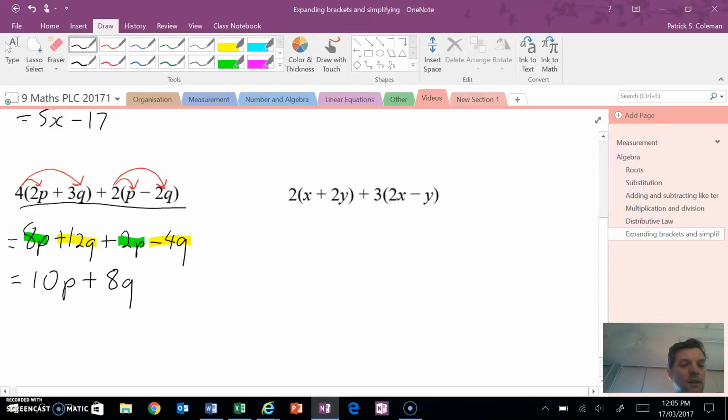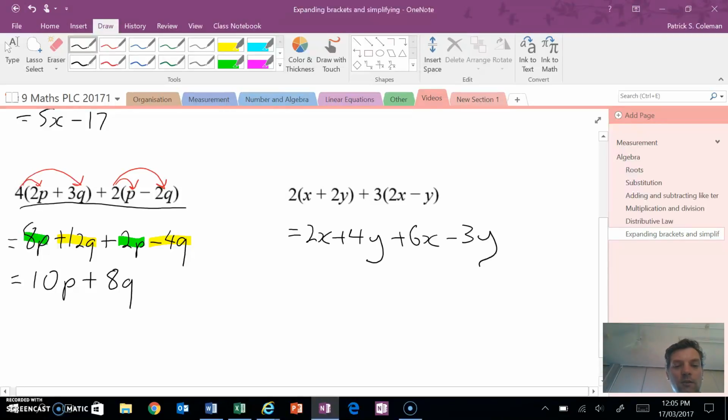Pretty simple. Now, hopefully with the distributive law, you're getting used to that, so you don't always need to include the arrow. So on the next one, we're just going to work straight through the problem. So we've got 2 by x, so 2x plus 4y plus 6x minus 3y. So I've worked through that one pretty quick.